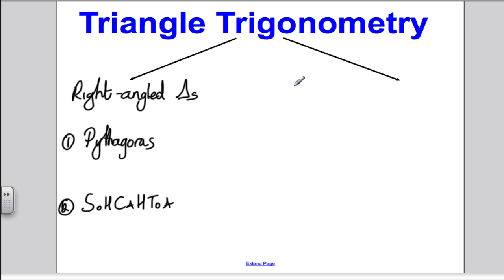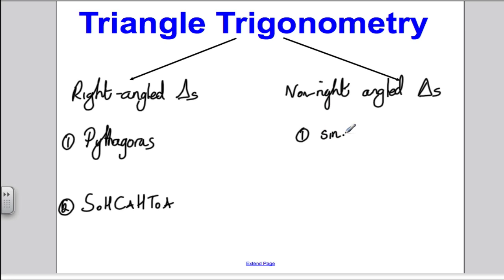Okay, next is for non-right-angled triangles. Now this video won't cover this, but my next set of videos will. But you should always be thinking what is applying here. So for non-right-angled triangles, various rules apply, but mainly the sine rule and the cosine rule. So they're the main four things that are in play. If you've got right-angled triangles, you should be thinking Pythagoras, SOHCAHTOA. If you've got non-right-angled triangles, you should be thinking sine rule or cosine rule.